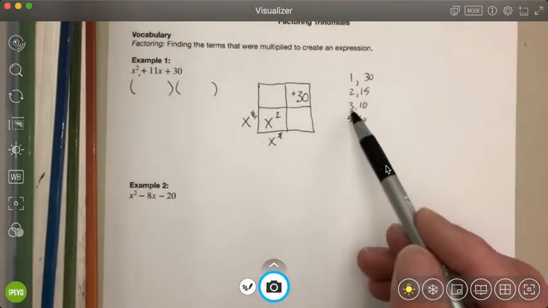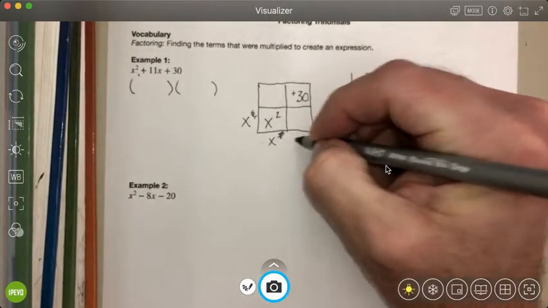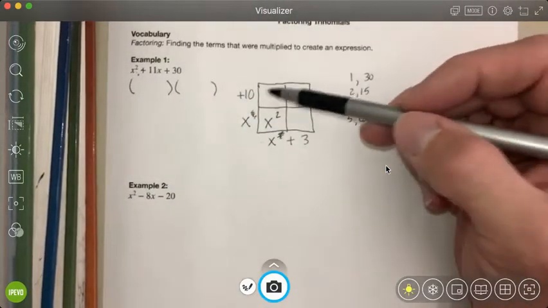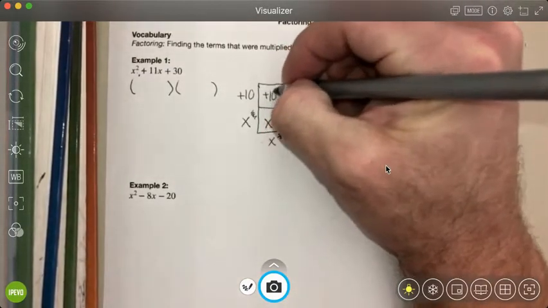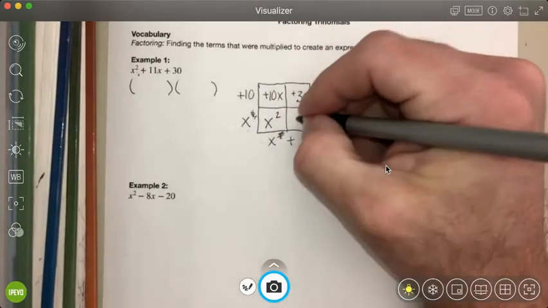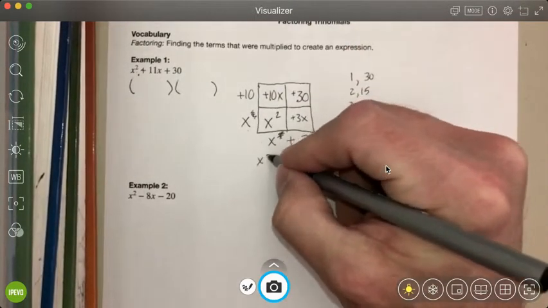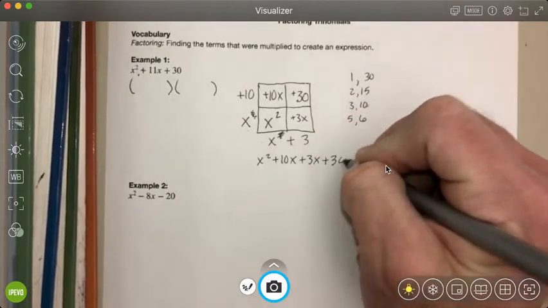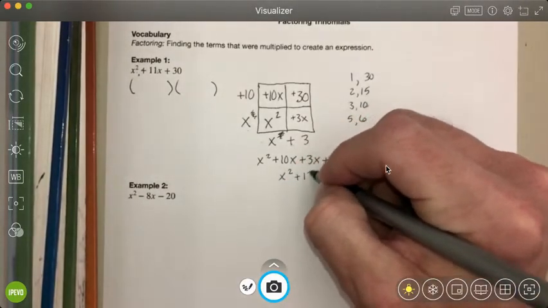So let's say I try 3 and 10. I think this one's going to work, so let's try it. Plus 3, and let's throw a plus 10 in. Plus 10 times x will be plus 10x, and plus 3 times x gives plus 3x. If I write all of that out, I get x squared plus 10x plus 3x plus 30. Now if I simplify, my middle term is going to be 13x.